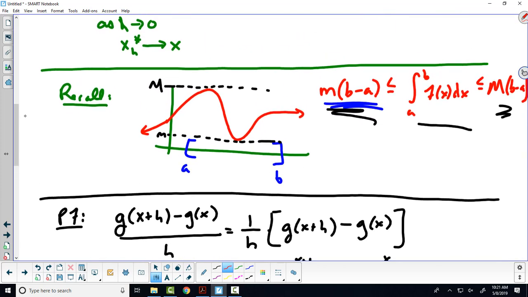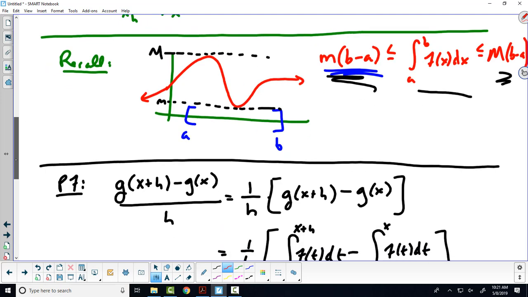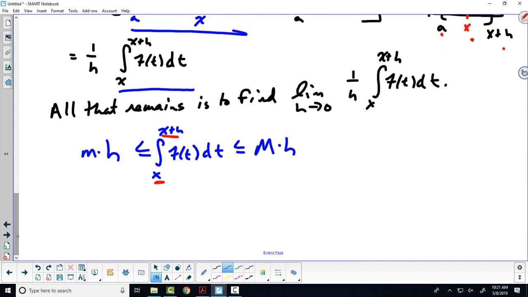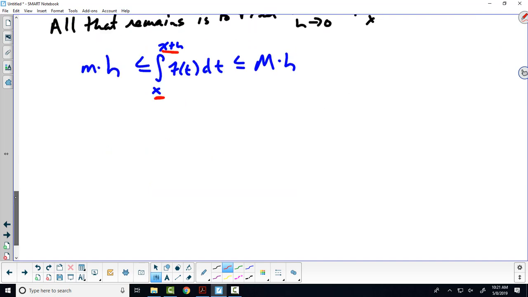Going back to this picture right here, it's the exact same property. It's just being applied here. I've got x and x plus h, but it's the same idea. Okay. Now, we have one condition on f. What is the one condition we impose on f? That it be continuous. We've got a closed bounded interval. We've got a maximum. We've got a minimum. We need to guarantee that f actually achieves its maximum and minimum.